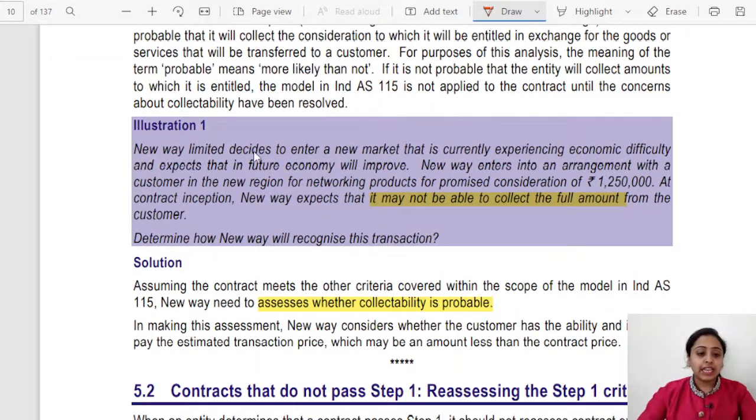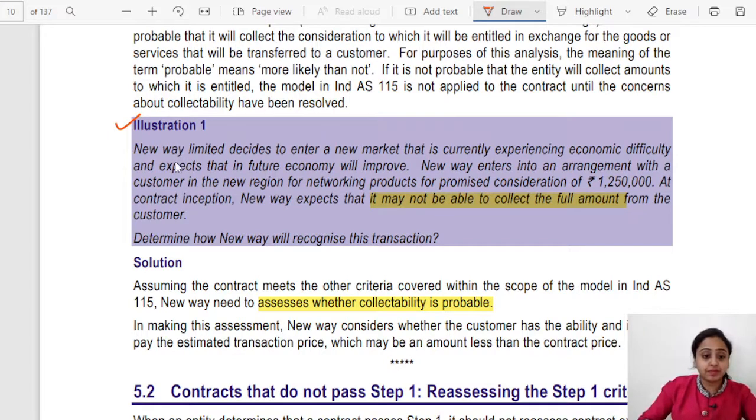Illustration number 1. New Way Limited decides to enter a new market that is currently experiencing economic difficulty and expects that in future the economy will improve. New Way enters into an arrangement with a customer in the new region for networking products for promised consideration of 12,50,000. Okay, there is a New Way company which has decided to head towards a new region, and it is charging a promised consideration of 12,50,000.